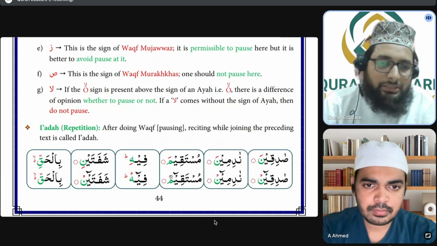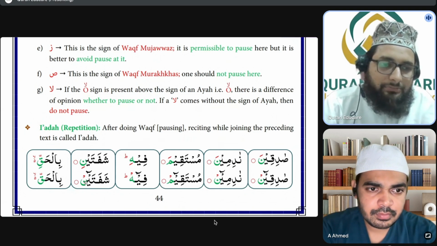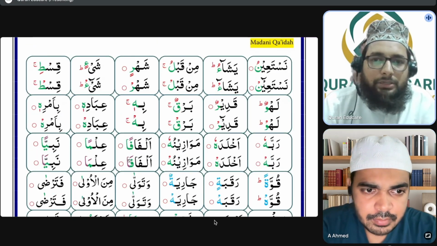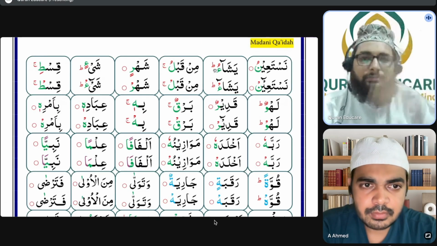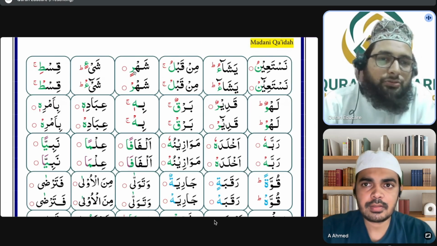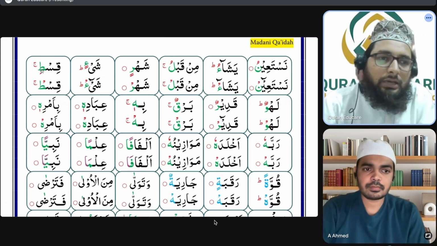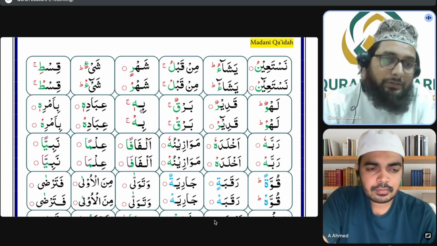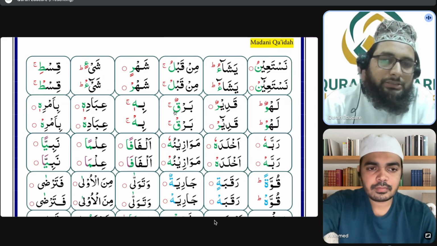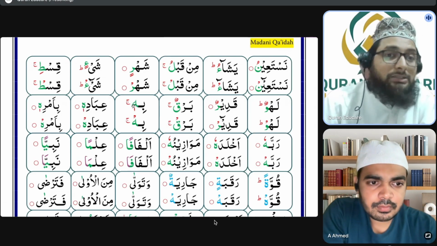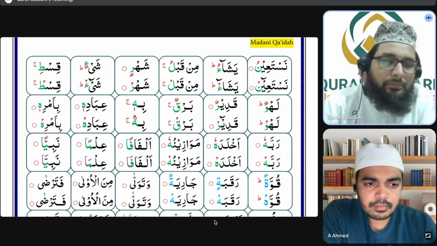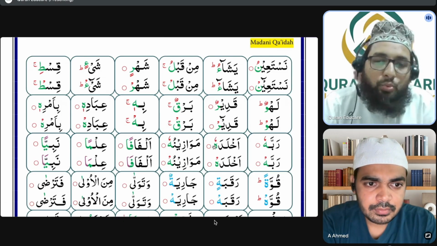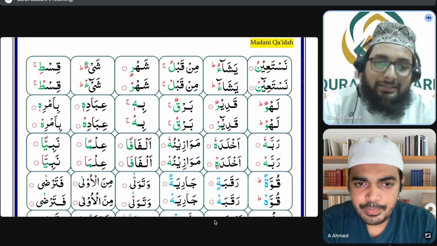So zabar changing into jazm. Zair is also changing into jazm. Pesh is also turning into jazm. Two zair is also turning into jazm, and two pesh is also turning into jazm in the state of waqf. Keep in mind, in the state of waqf. And khada zair, not khada zabar, is turning into jazm. And ulta pesh is also turning into jazm, like akhladahu will change into akhladah.